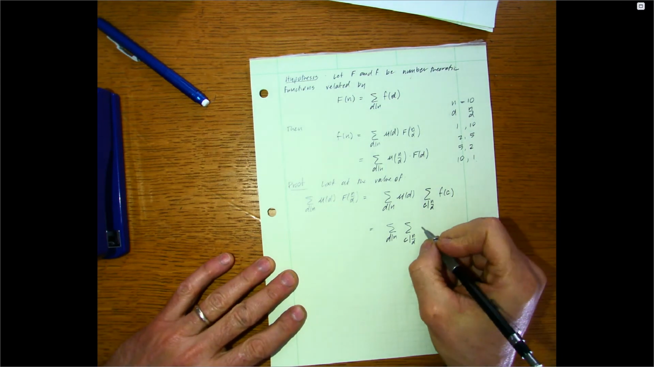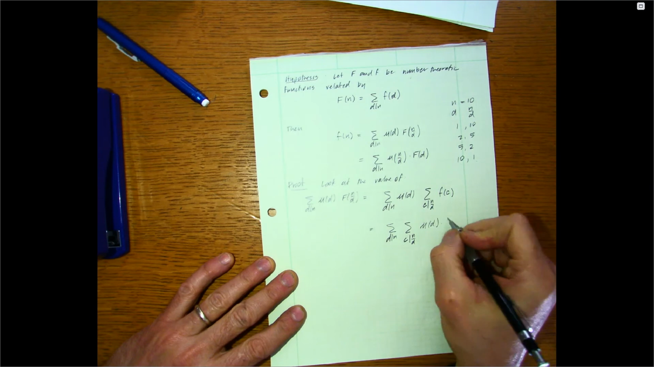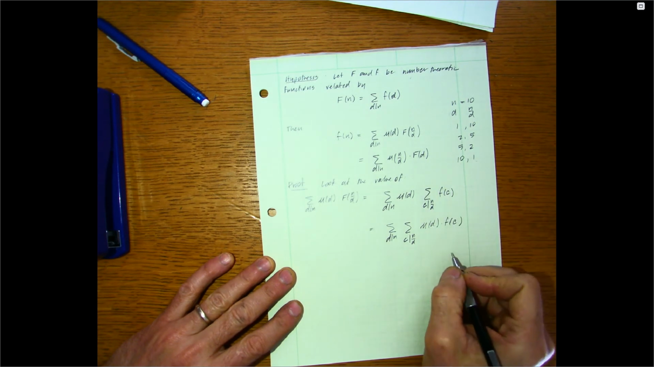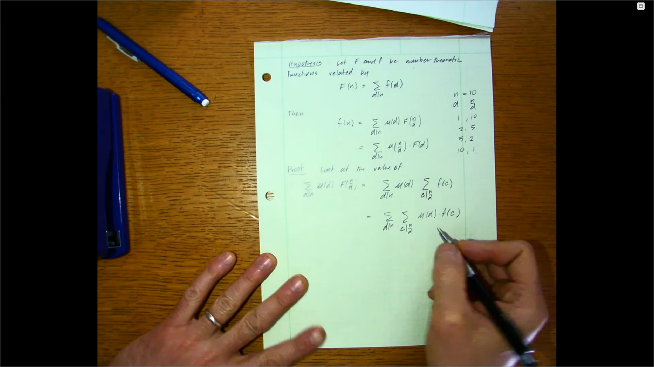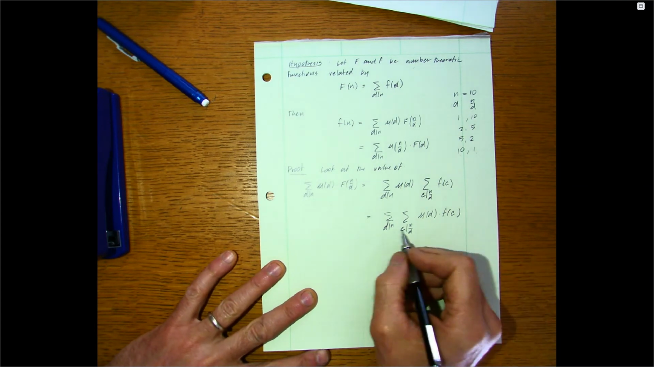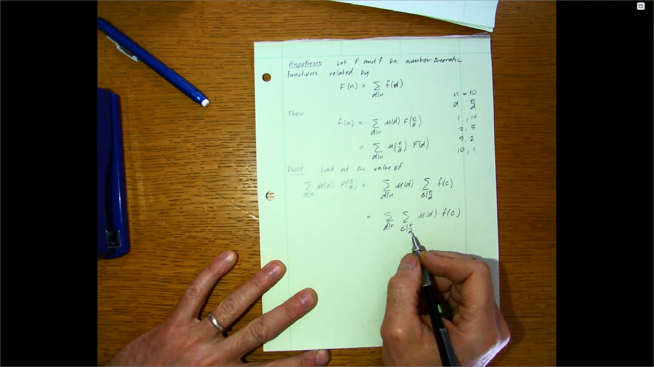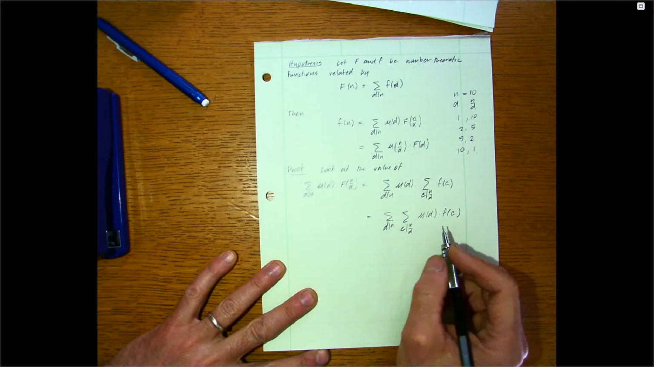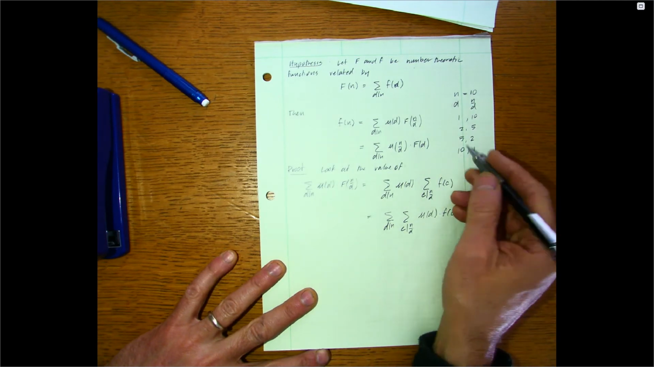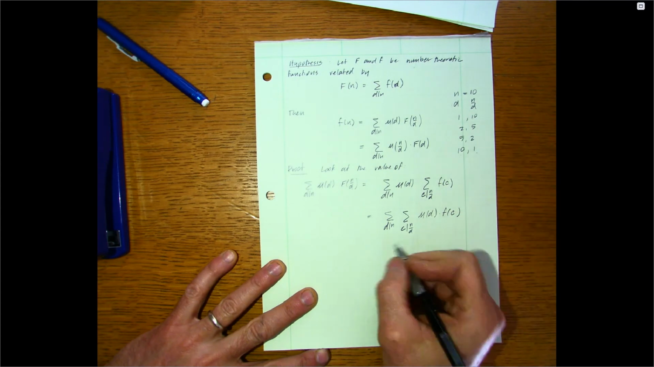And what would we have here? Mu of d times f of c. So I've just pulled the summation out in front. And here I'm going to argue that we don't need to have, since n over d and d itself are interchangeable, the sets of d's and the sets of n over d are the same.